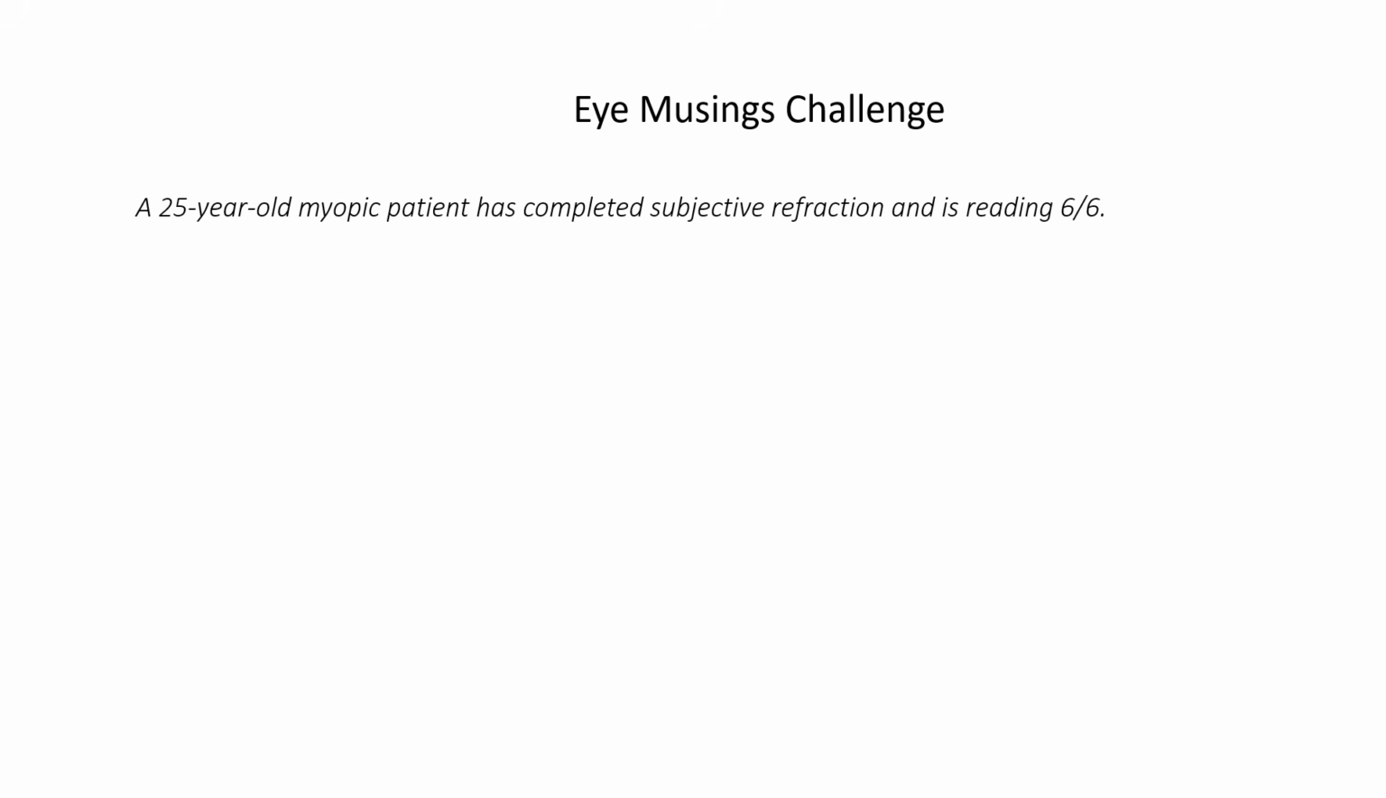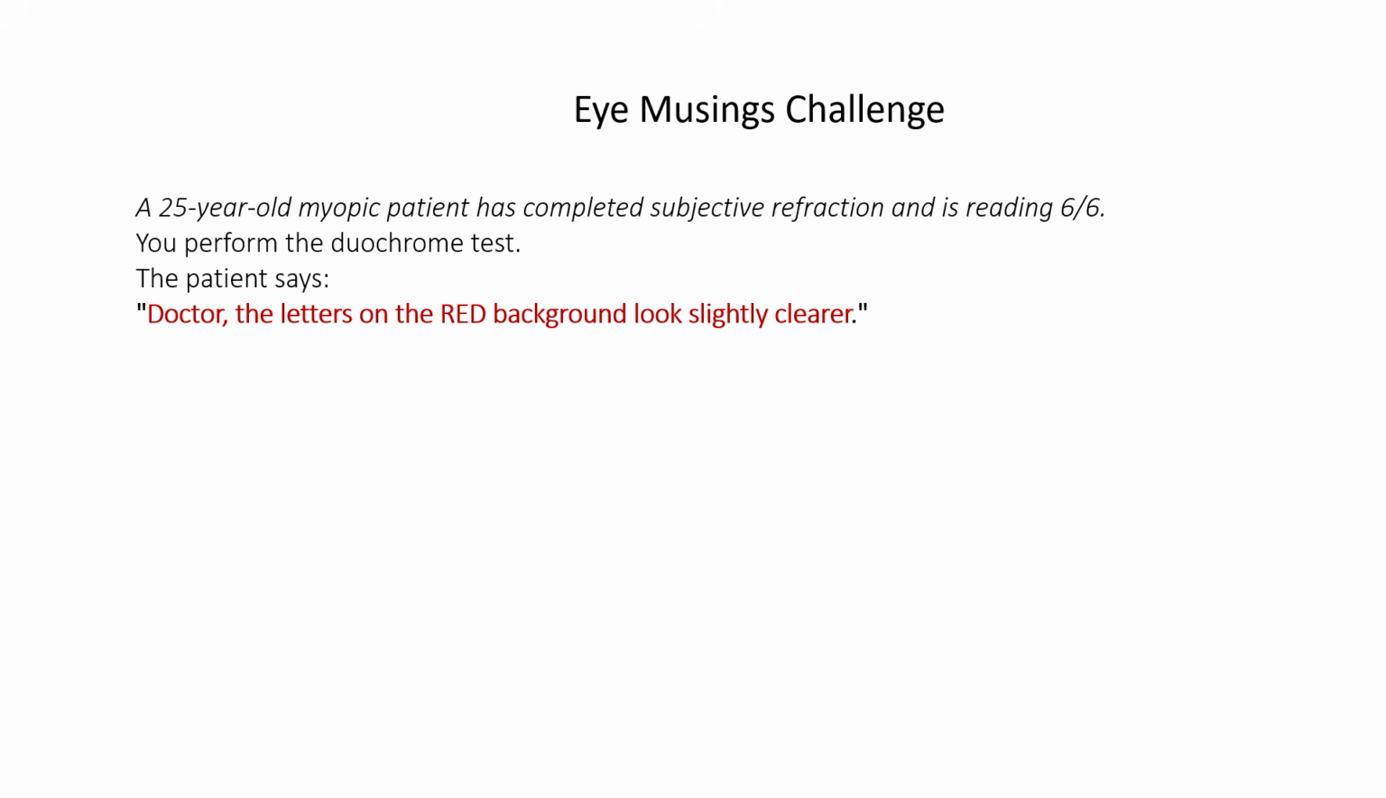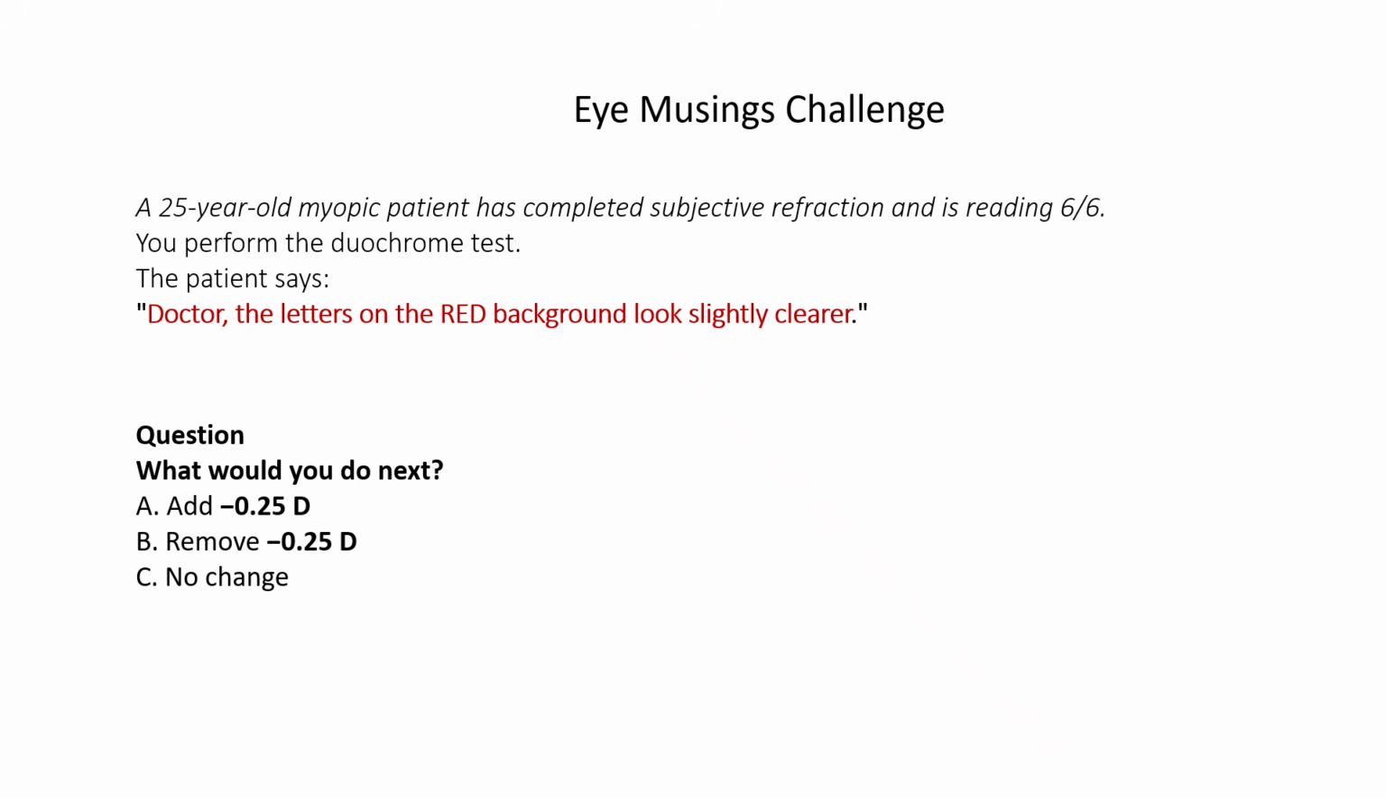Before we end, let us challenge ourselves and see whether we have understood the concept clearly or not. A 25-year-old myopic patient, after you have completed subjective refraction, is reading 6/6. You perform the Duochrome test and the patient says, Doctor, I read the letters on the red background clearly. What do you do? Do you add minus 0.25, remove minus 0.25, or not change? Just pause this video for a while and think about the logic explained in this video, and then come back to this video for the answer.